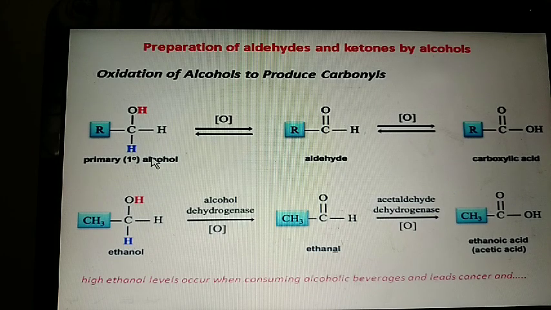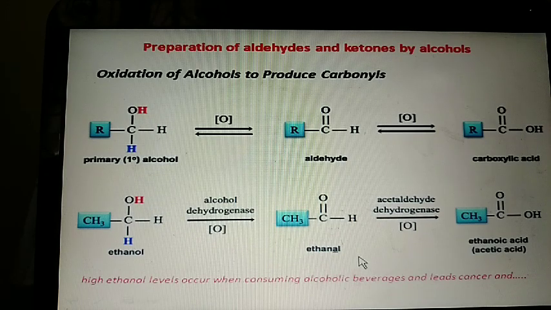First, a primary alcohol on oxidation will give an aldehyde, and this aldehyde on further oxidation will give a carboxylic acid. The best example: replace R by CH3, ethanol. On dehydrogenation, oxidation, sorry, alcohol dehydrogenation, this will give acetaldehyde, and on further oxidation it will give ethanoic acid.